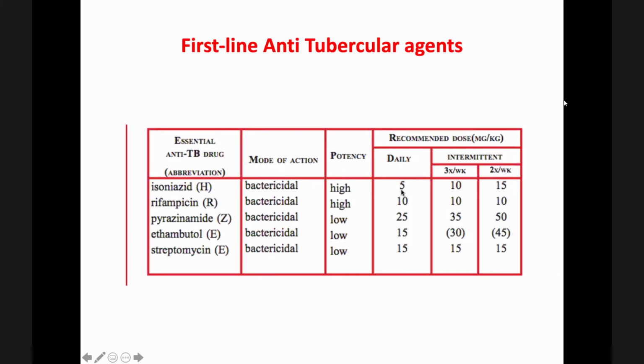So isoniazid is 5 milligram per kg, rifampicin is 10 milligram per kg, pyrazinamide is 25, ethambutol is 15, and streptomycin is 15 milligram per kg. So these are the first-line drugs which you are going to use for any new TB patients.